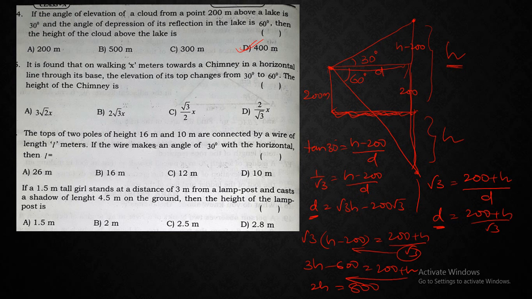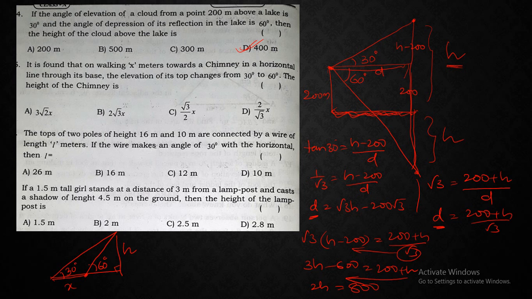Next, it is found that on walking x meters towards a chimney in a horizontal line through its base, the elevation of its top changes from 30 degrees to 60 degrees. Then the height of the chimney is what he has given. So in a triangle, this is the height of the chimney, right? On walking x meters, the angle of elevation changes from 30 degrees to 60 degrees. So 30 degrees to 60 degrees means he is walking towards the chimney, right? So 30 degrees and this is 60 degrees.